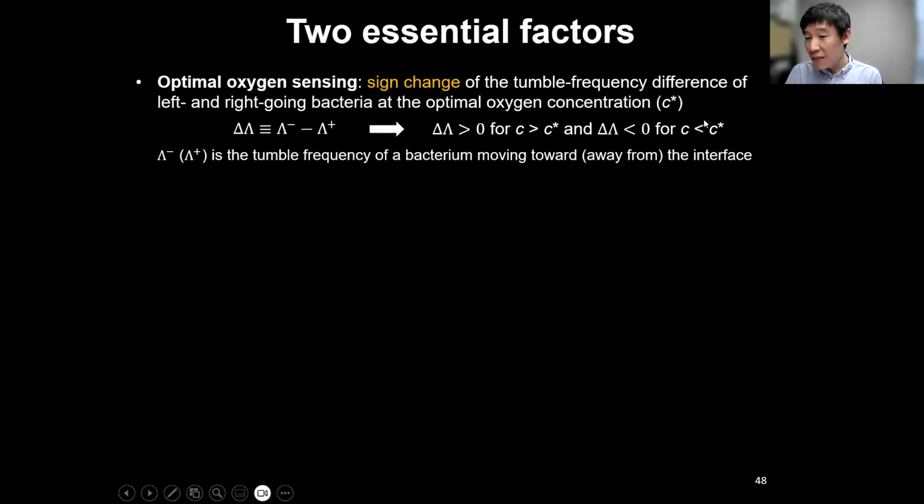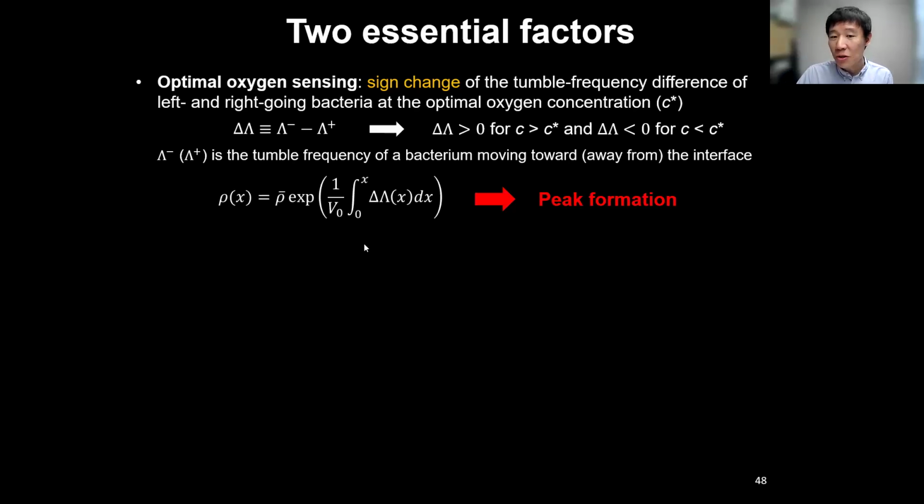If you are on the other side of this optimal concentration C star, this sign flips, because now bacteria like to migrate toward the interface. So delta lambda becomes negative. You must have this sign change in the difference of lambda in order to get the bacterial band. Theoretically, you can show, though I don't have time to show the detail, that the bacterial concentration follows the integration of this tumble frequency difference. Because the tumble frequency difference changes sign, you'll form a peak at the location of C star. So you get a peak formation.